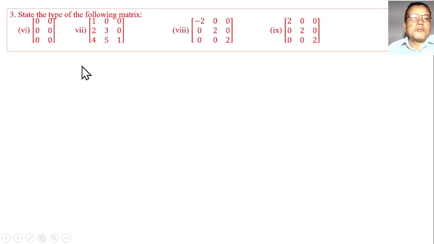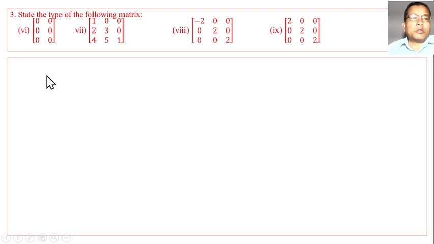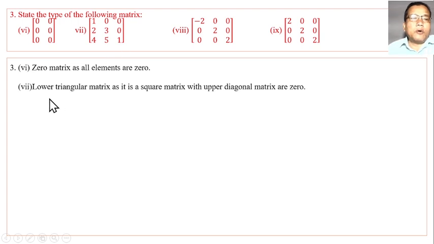Set the type of the following matrix. C is a zero matrix, as all elements are 0. Next, D is a diagonal square matrix, as the principal diagonal elements are non-zero, and the lower triangular matrix is always a square matrix with upper diagonal elements 0. Upper triangular: diagonal elements are 0.